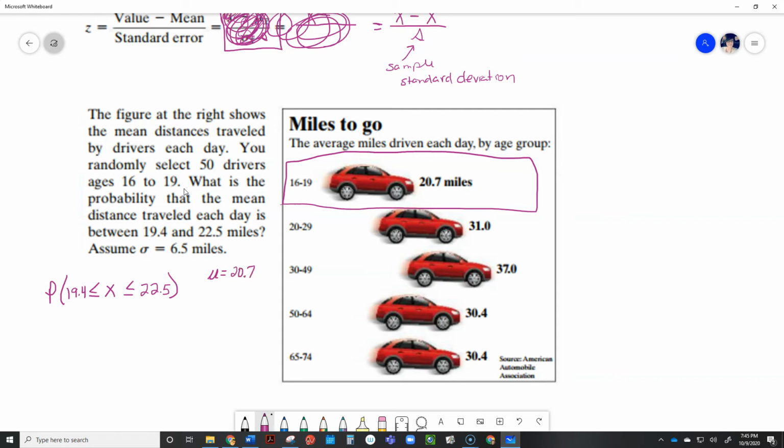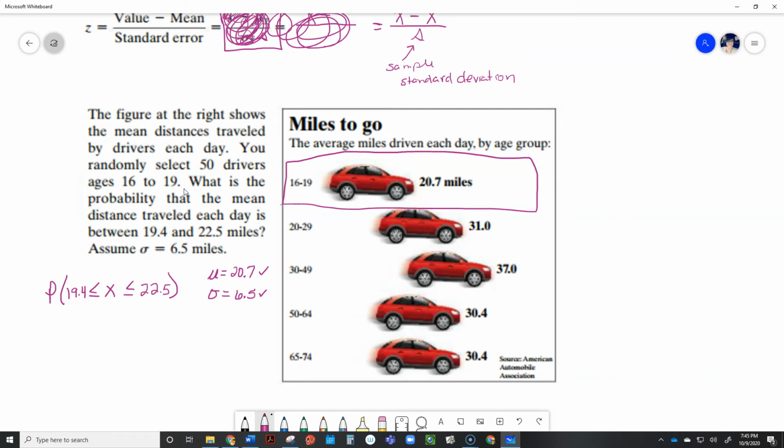And then it says, assume that the standard deviation is 6.5, but remember, this is the mean of the population. This is the standard deviation of the population. If you go put this in StatCrunch, you're not going to get the right answer.